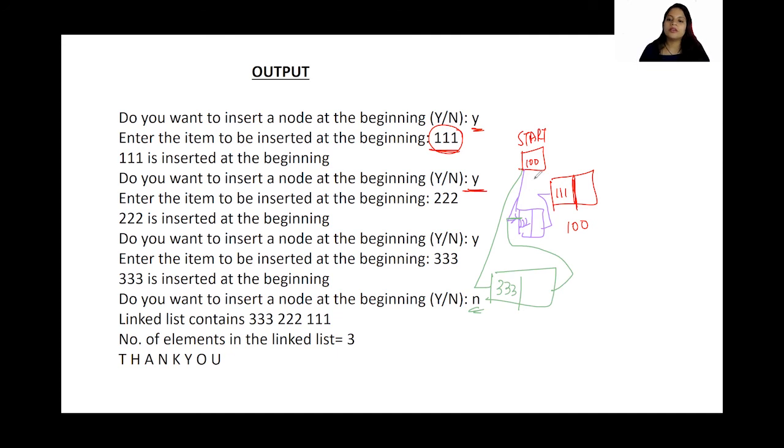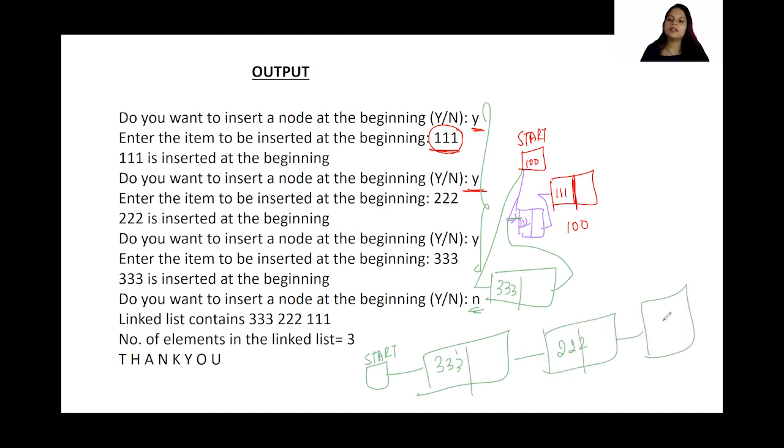Okay, so by these three inputs, what is the final linked list going to look like? This is my start. 333 is going to be the first node, then 222 is going to be my second node, and then 111 is going to be my third node, and here it is going to be null. Hope this is clear. As and when we are entering it in the beginning, that's why we entered this first, and after that again I said yes, I want to insert a node in the beginning. So again I entered it before this, and after that again I entered this. That is why it is coming in this order.